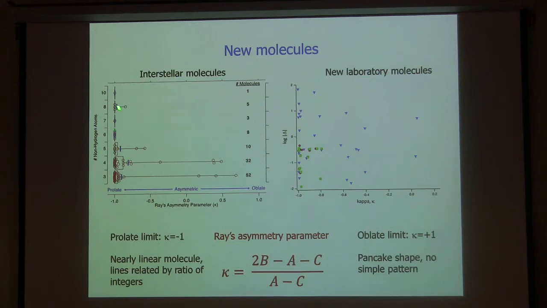Most of the molecules found in space, with literally less than 10 exceptions, are very close to the prolate limit. The other limit is the oblate limit, and that's literally a pancake, a Frisbee kind of style. There are very few molecules, certainly after more than a few atoms, that are in this category.